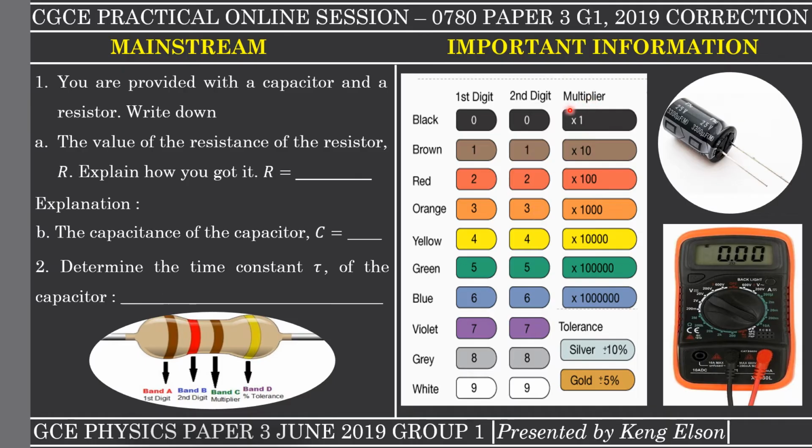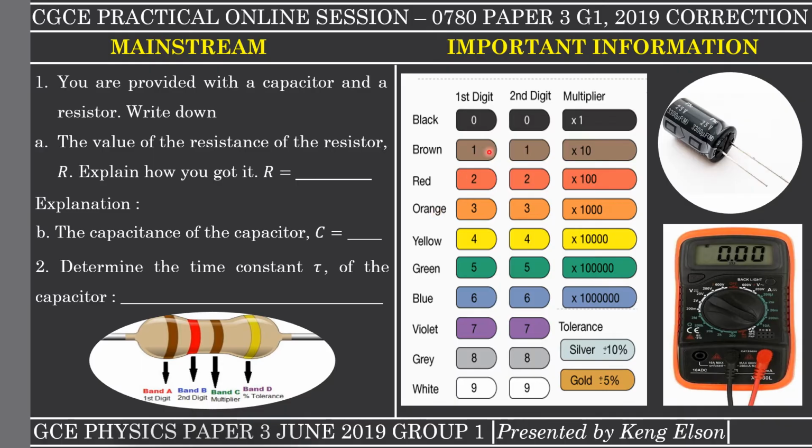For the multiplier, if it is black, you multiply with 10 to the power 0, which is 1. If it's brown, 10 to the power 1, which is 10. If it's red, 10 to the power 2. So you're just multiplying with 10 raised to the power of the number of the color. Okay, so let's just say the first color is brown, second is red, and third is orange.